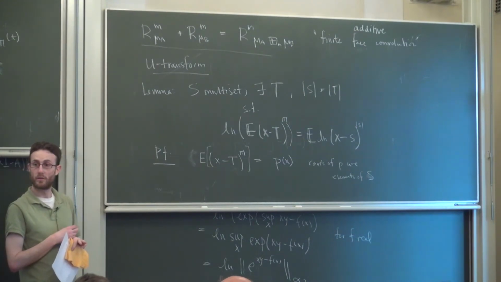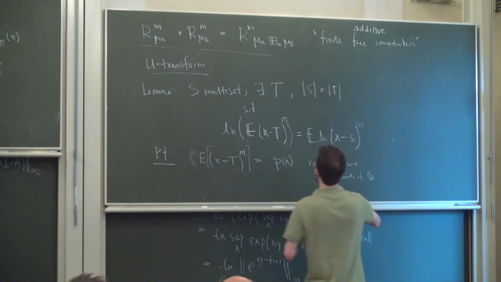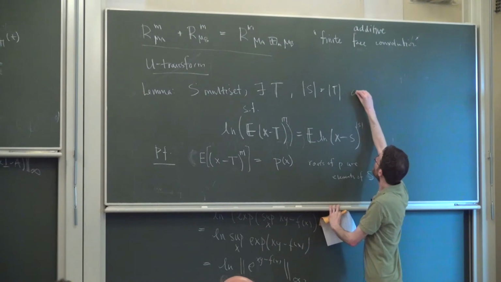So we will not quite understand. S is a multiset of what? Capital T is also a multiset of? So like complex numbers.